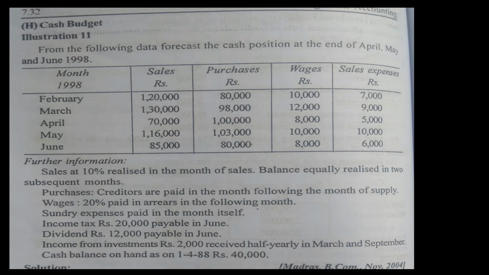Which means we prepare a working note for wages as well, because it is divided into 2 parts, 80 and 20. When it's divided into 2 or 3 parts, we do a working note. In the other cases, we don't need to do a working note. For example, here purchases: the whole amount is paid in the next month. There's no split in the amount.